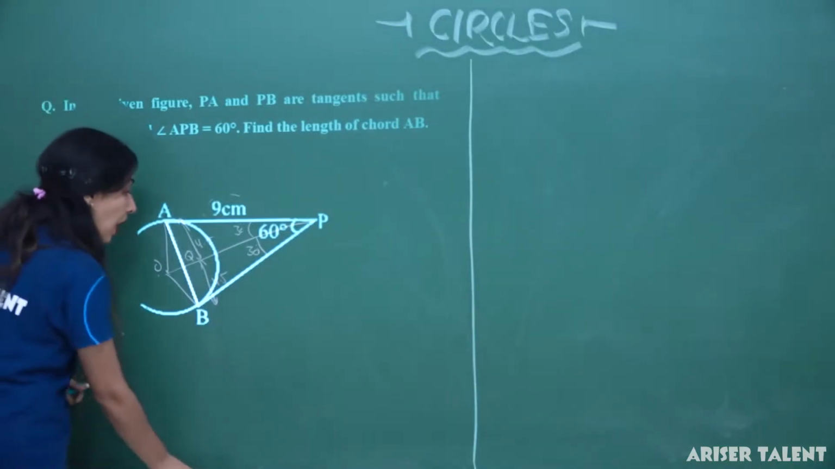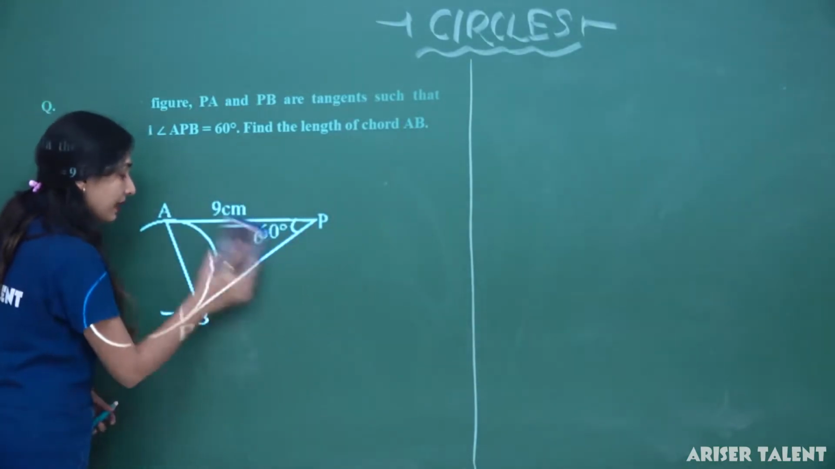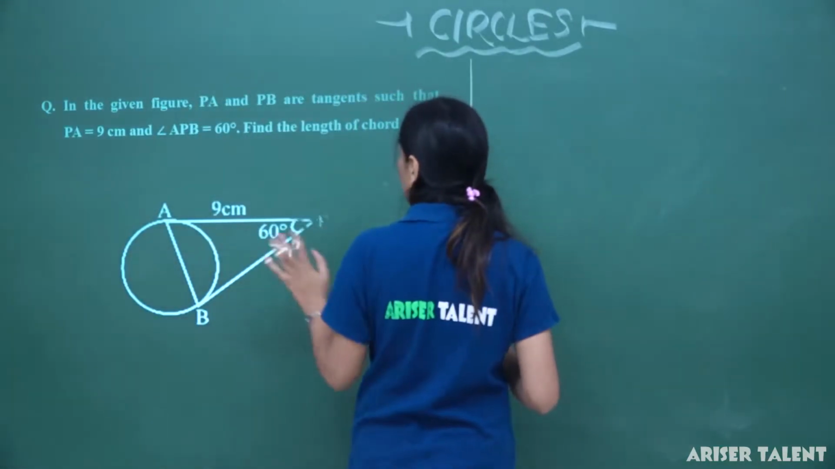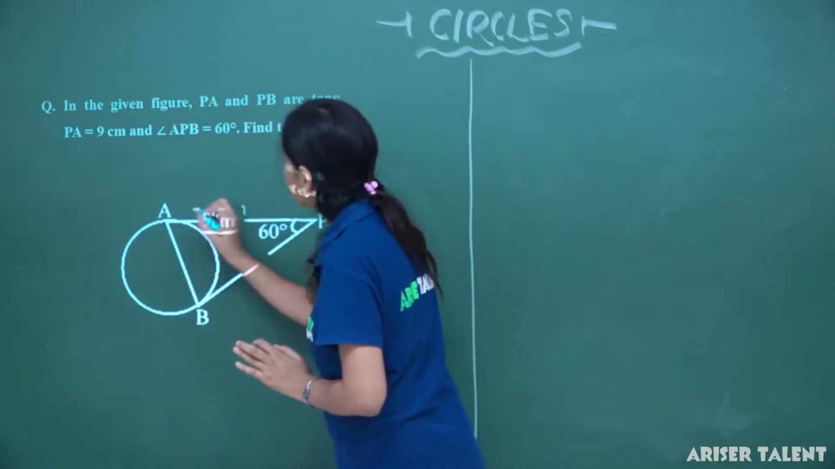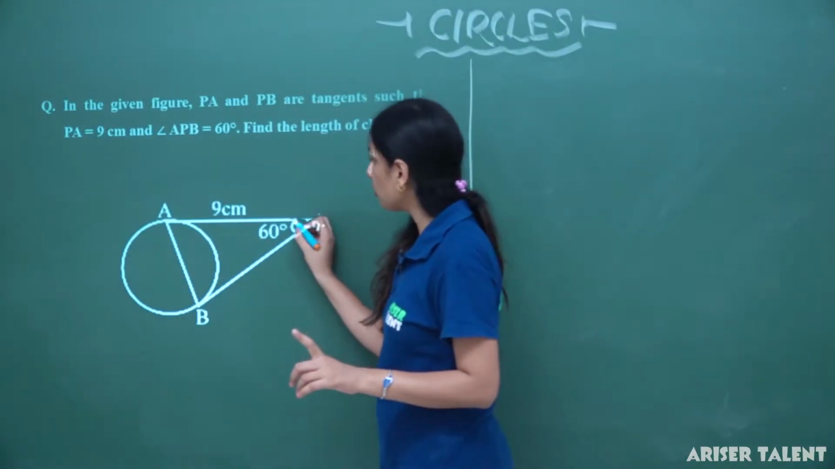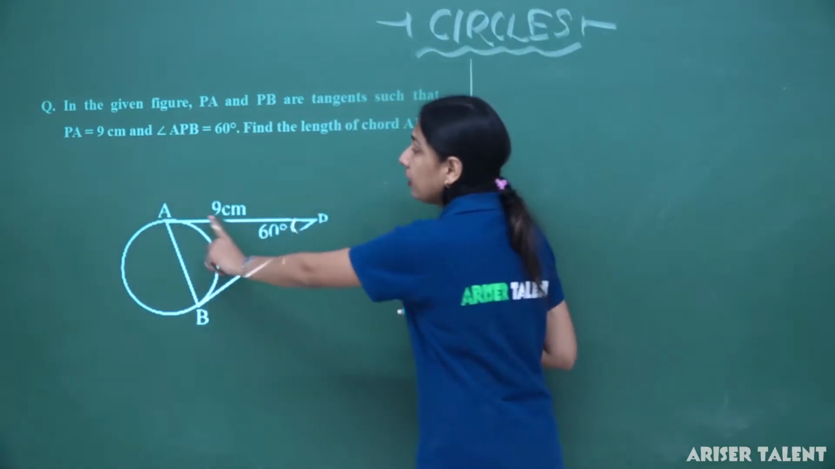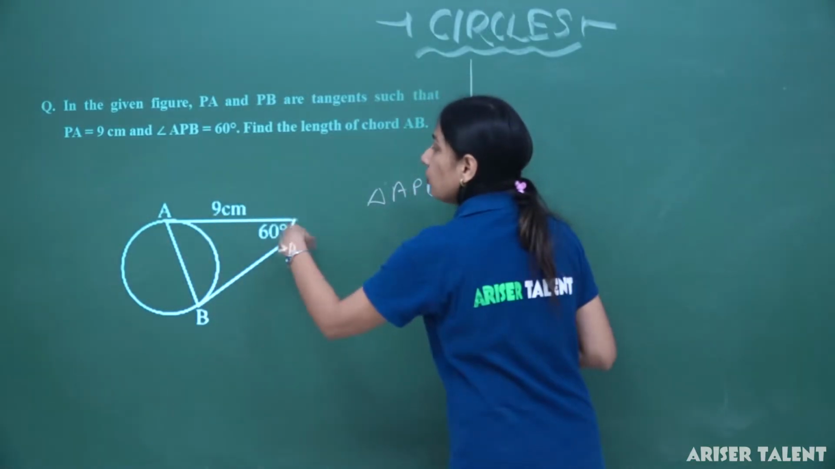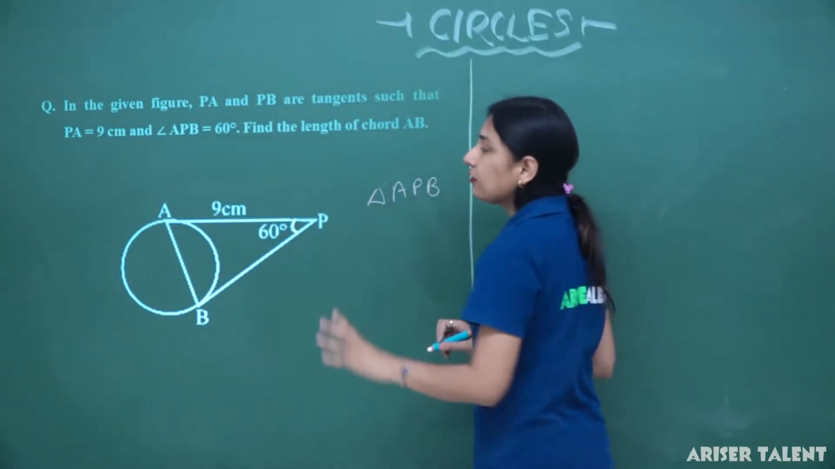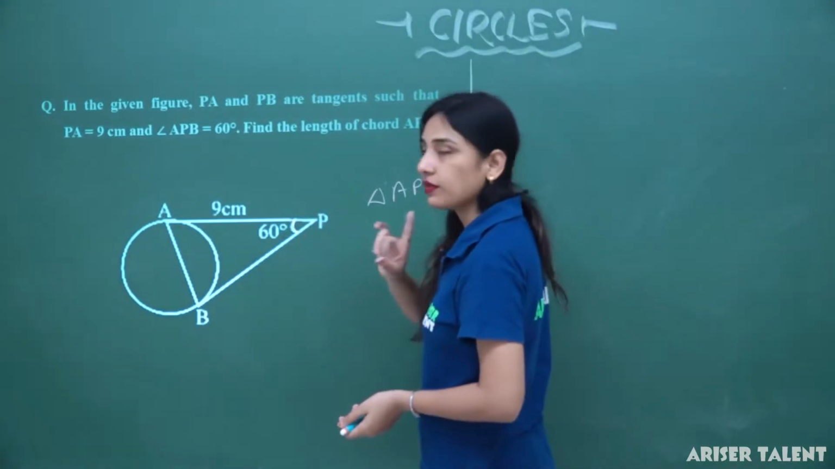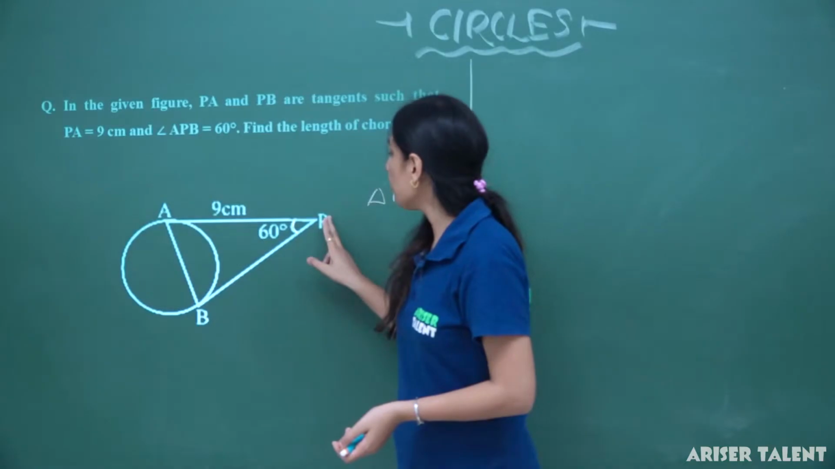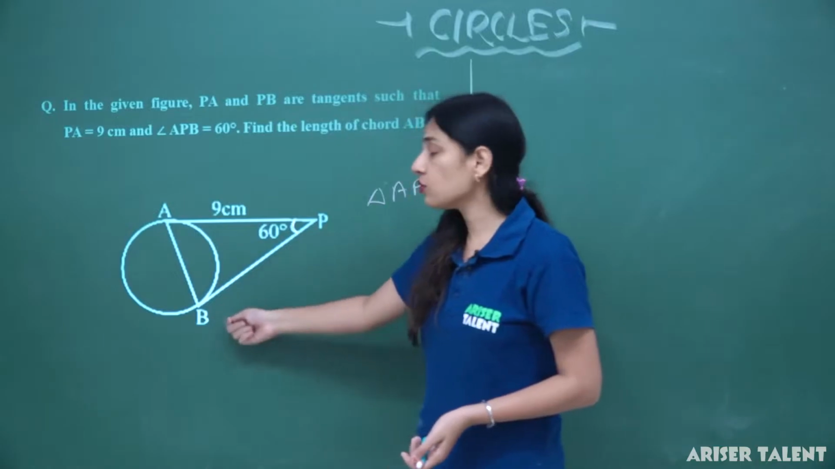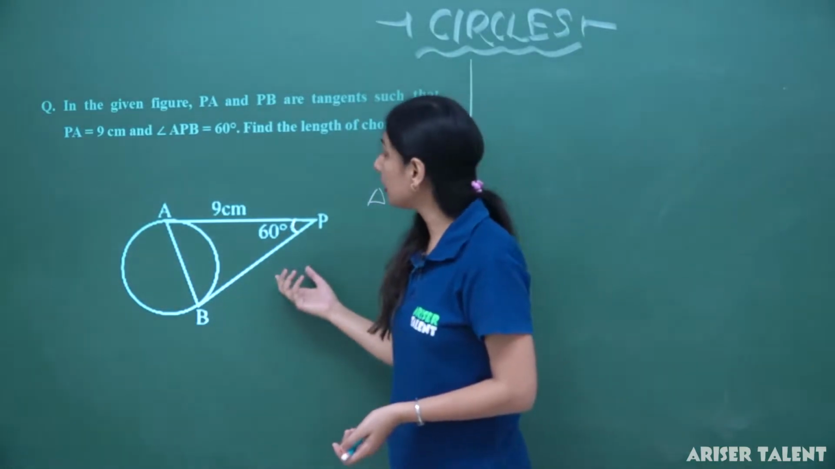This is one method. Now I am talking about the simple method, or we can have some tricks over here so that you can easily find this. Now AP is 9 centimeter, and this is given 60 degrees. In triangle APB, the sum of the angles will be 180 degrees. Second thing, AP will be equal to BP because P is the outside point and they are tangents.